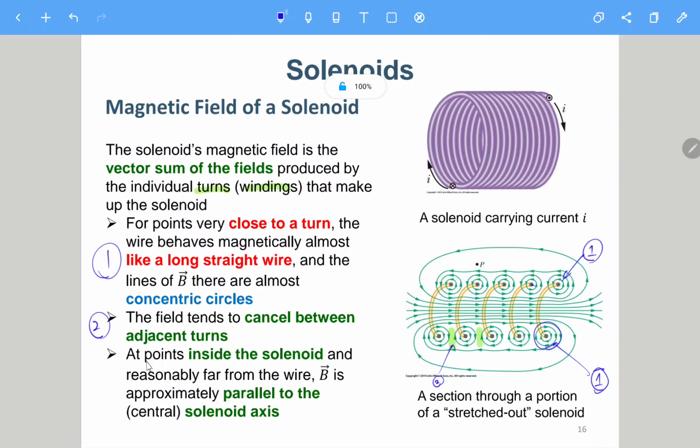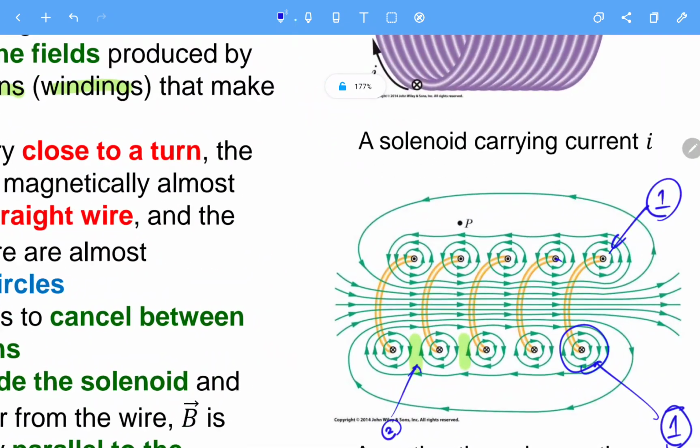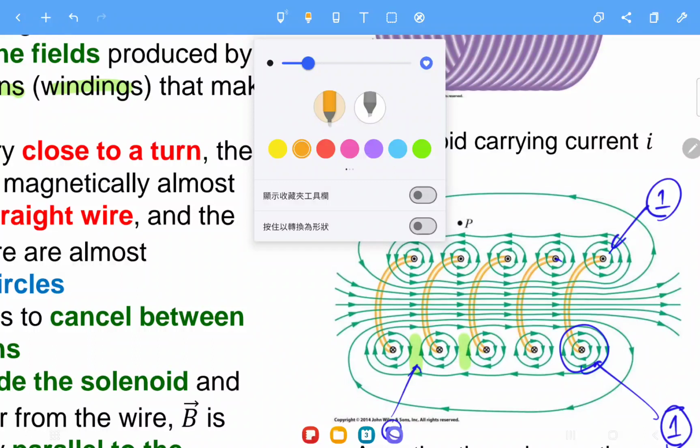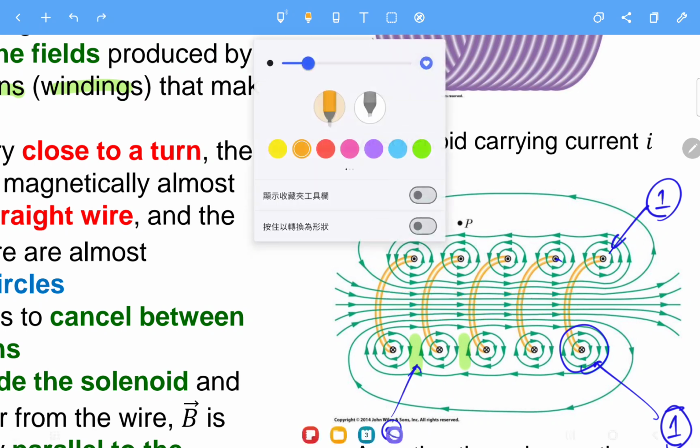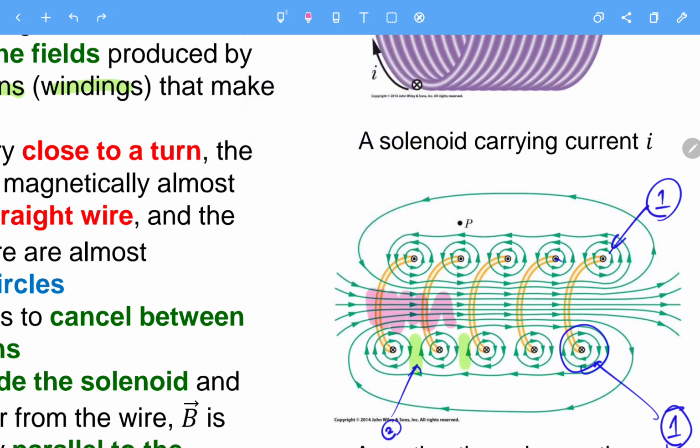For the third part, at points inside the solenoid and reasonably far away from the wire, B is approximately parallel to the central axis. For the third part, I use another color, which means this part. Orange is not good because it is the same color, so maybe I use pink. This is the third part.